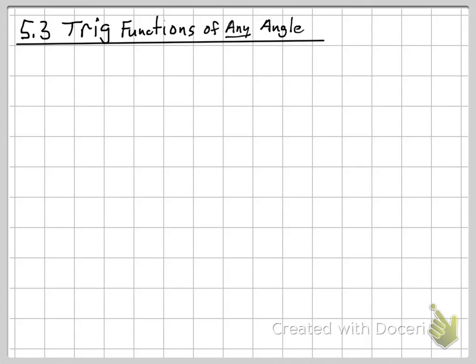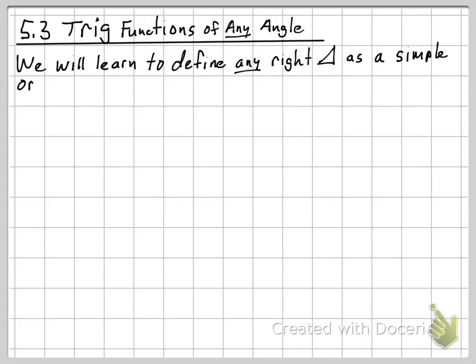Okay, functions trigonometry, chapter 5, section 3. The title of this section is trig functions of any angle. There's a lot of information involved in this section, so we're just going to get started on it in this particular lesson. But this is kind of the hinge pin. And we need to learn how to define any right triangle as a simple ordered pair.